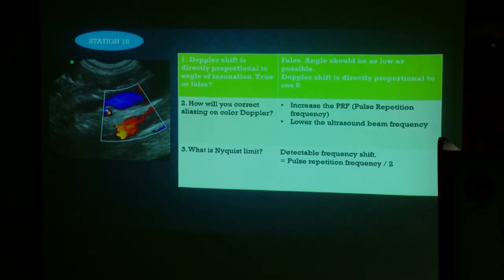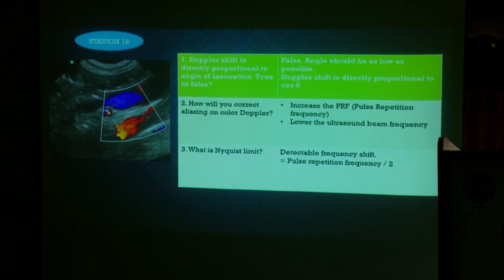So coming to this Doppler image. Doppler shift is directly proportional to angle of inclination, true or false? What will happen if you incline the beam directly perpendicular, at 90 degrees? There will be no Doppler effect. So as long as we increase the angle of inclination, the Doppler effect will be negated. So it should be kept as low as possible, within 0 to 30 degrees. Why? Because in this formula, cos theta is involved. So cos 30 is greater than cos 90. That is why 0 to 30 degrees is the sufficient angle.